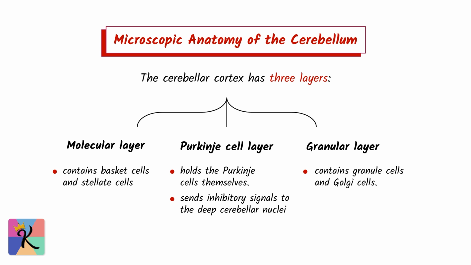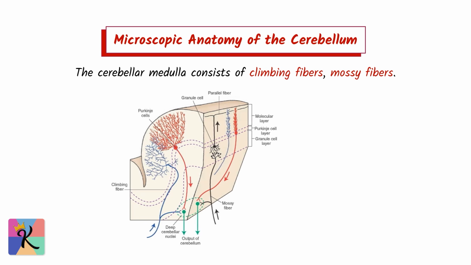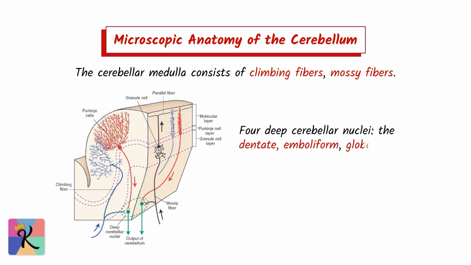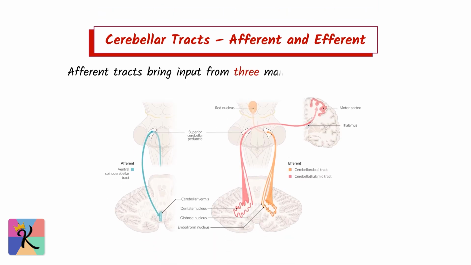An important point here is that while most cells in the cerebellum are inhibitory, granule cells are excitatory, secreting glutamate. The cerebellar medulla consists of climbing fibers, mossy fibers, and the four deep cerebellar nuclei: the dentate, emboliform, globose, and fastigial nuclei. These nuclei form the only efferent pathway from the cerebellum.